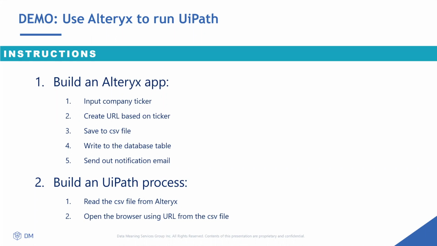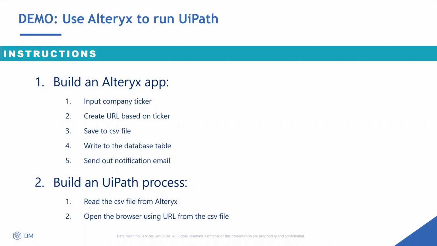So just to give you the demo here. What are we trying to achieve? First of all, we have the Alteryx workflow, or what we call the analytic app, which allows the user to enter the company stock ticker. And what Alteryx is trying to do is first create a URL. Based on this ticker, I want to create a URL for Yahoo Finance.